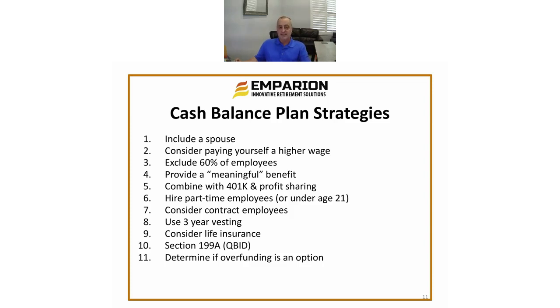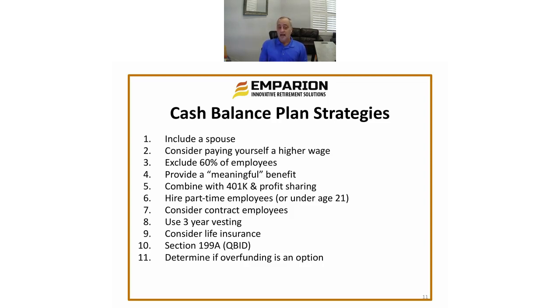We can exclude 60% of employees. Kind of ties into number 4. We have to provide a meaningful benefit. So, we can get by giving a much smaller amount to employees of business owners. Also have the flexibility to combine with the 401k and profit sharing. So we use that strategy if someone doesn't already have that in place.